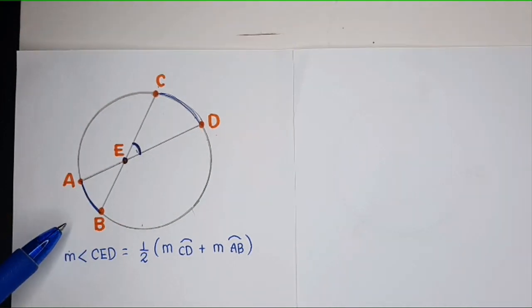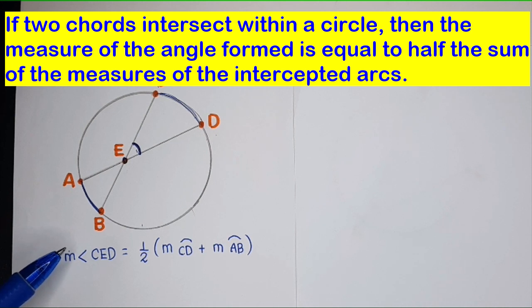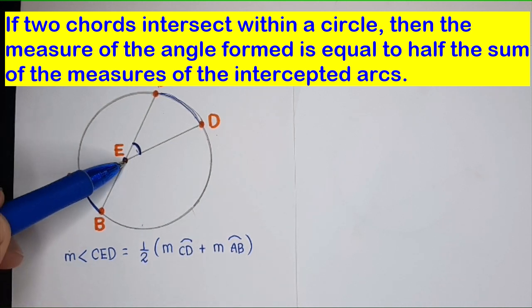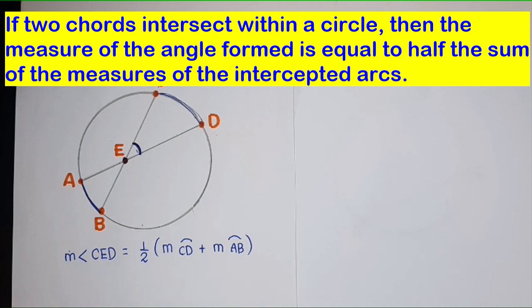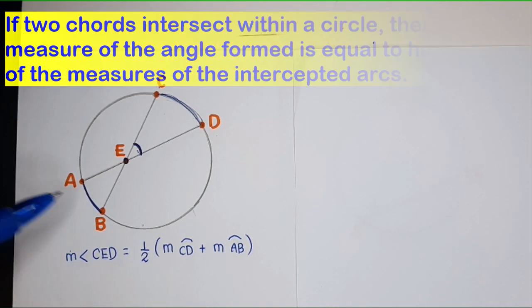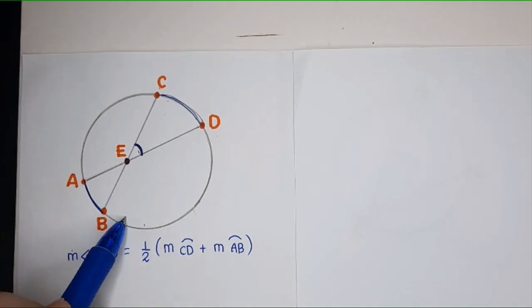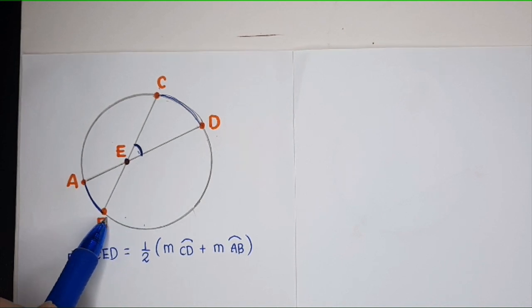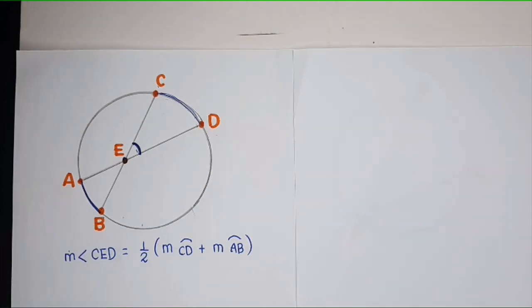In words, if two chords intersect within a circle, then the measure of the angle formed is equal to half the sum of the measures of the intercepted arcs. Now, this is not the only case. This is not the only look when two chords intersect, because two chords may also intersect on the circle, not only within a circle.